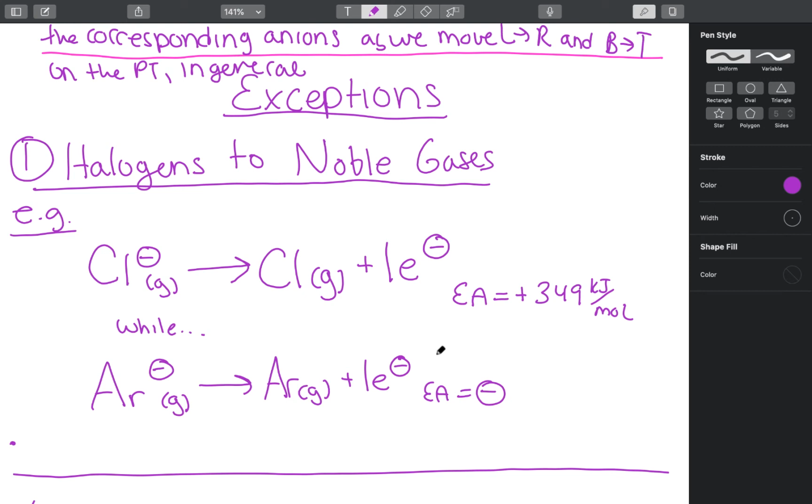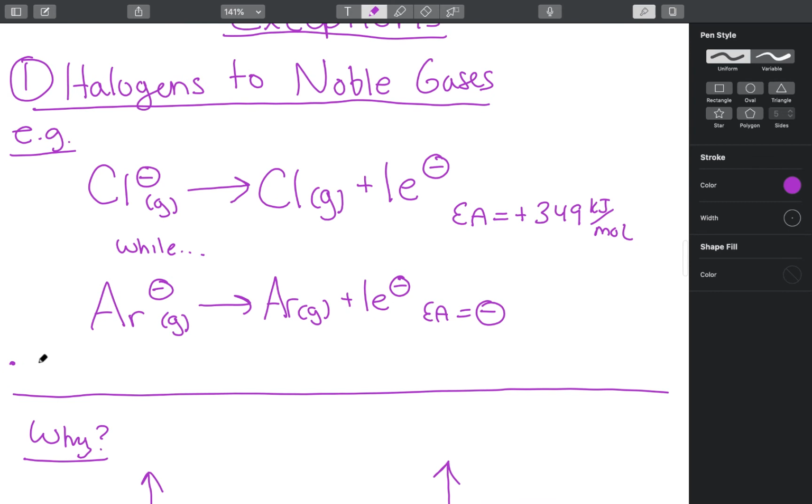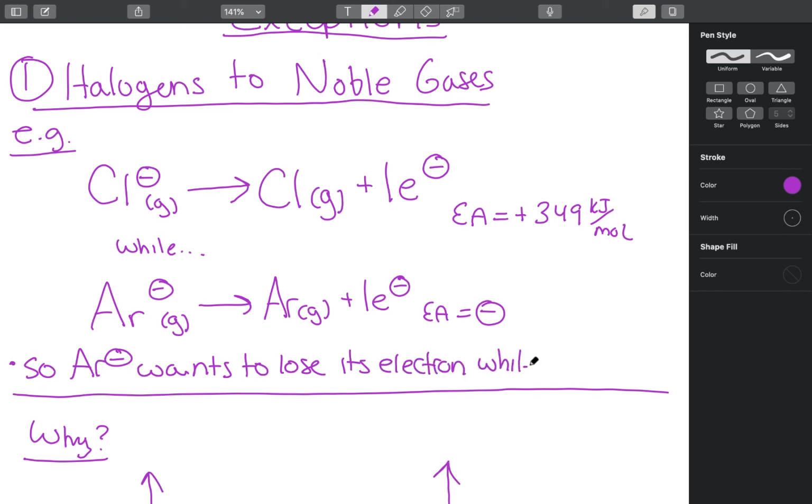So why is this the case? Let's clear up what this is saying here. Argon wants to lose its electron, while chlorine wants to keep its electron. So why is this the case?